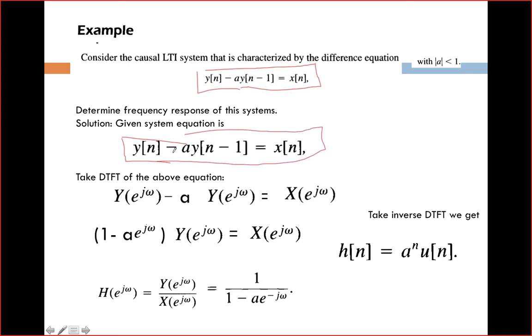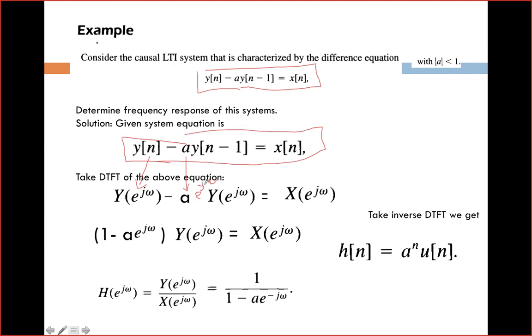I am going to take the discrete time Fourier transform of the given system equation. The discrete time Fourier transform of y of n is Y of e power j omega. There is no change in a because a is constant. The discrete time Fourier transform of y of n minus 1 is e power minus j omega.